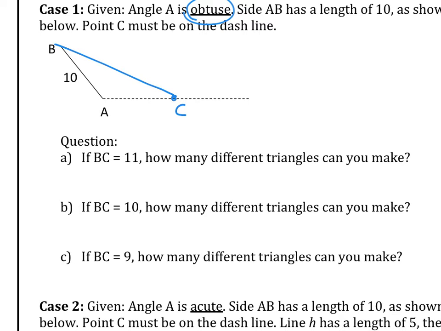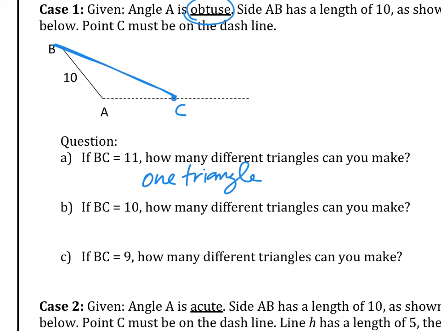If BC is 11, how many triangles can you make? Can you make a triangle if that is 11? Yes. Okay, you can make one triangle. Basically, it has to be right there.